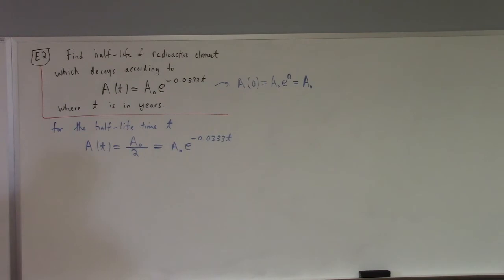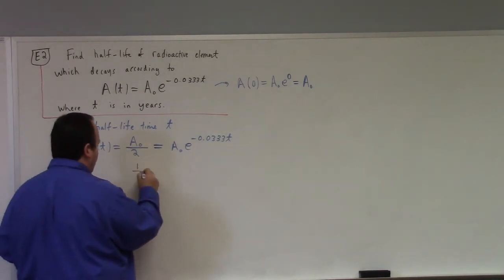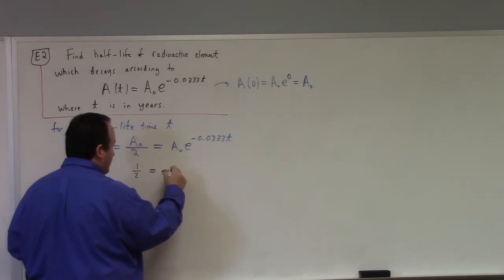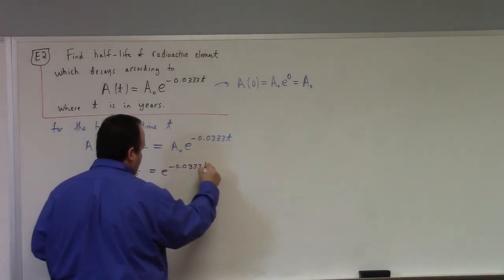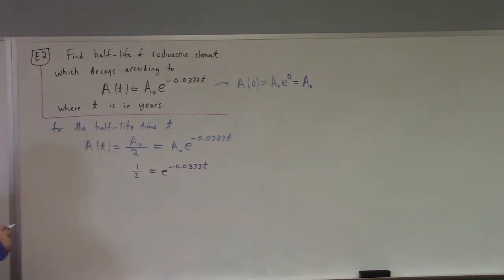Okay, so we divide by a sub naught and we're left with what? 1/2 equals e to the minus 0.0333 t. Can you guys solve that? What do you do? Anybody?